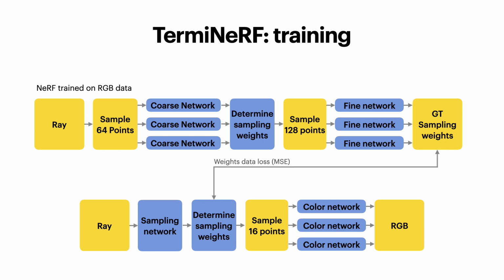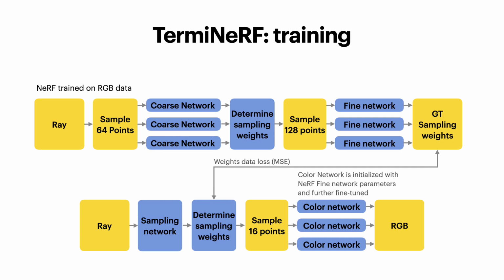The color network is initialized with the NeRF's fine network parameters. Once the sampling network learns to predict the volume locations of the rendered object, we can further fine-tune the color network. Even though the sampling network and NeRF's coarse network produce similar results, they are not the same, and further fine-tuning of the color network is necessary to accustom it to the input from the sampling network.